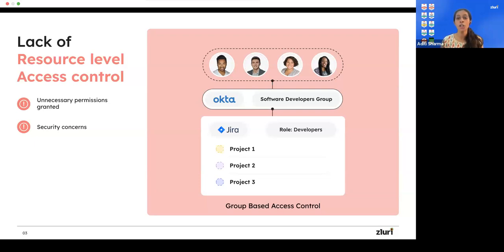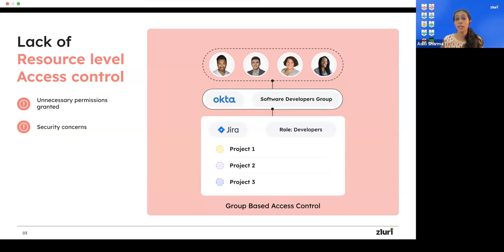But of course, not all the employees need access to all of these projects. It's possible that Josh here just needs access to project 3 because that's the only one he's working on right now. Or maybe Sarah only needs access to project 2. But today, how group-based access control works is, you can provision access at an application level, but not at a resource or a project level. So ultimately, all the employees in the software developers group will end up getting access to all the projects on Jira, even though they do not require it.